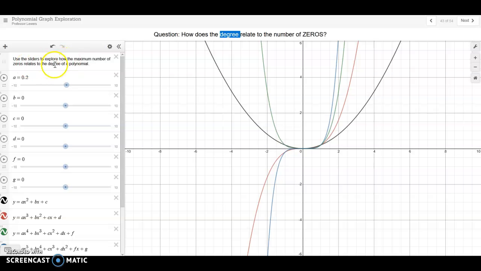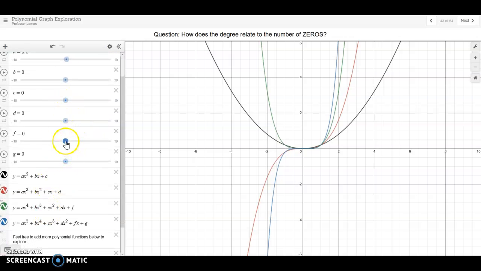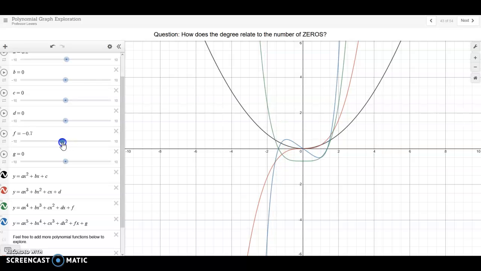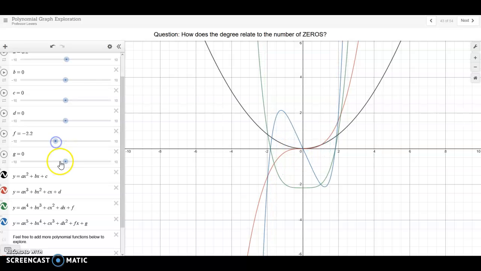So explore how the maximum number of zeros relates to the degree of the polynomial. So you already did some exploring with these and finding how many zeros you can have. Look at the maximum, try to get each graph to have the maximum possible number of zeros. Like look at that blue one.